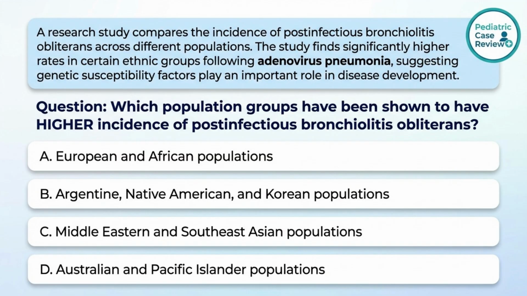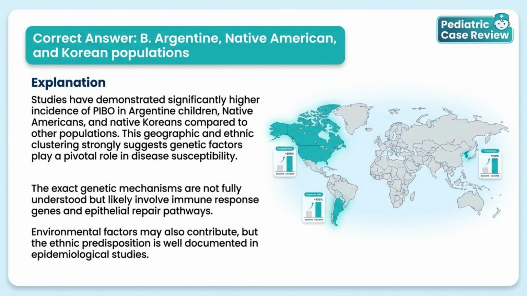Case number 2 examines epidemiology. A research study compares the incidence of post-infectious bronchiolitis obliterans across different populations following adenovirus pneumonia. Which population groups have been shown to have a higher incidence of this condition? Option 1, European and African populations. Option 2, Argentine, Native American, and Korean populations. Option 3, Middle Eastern and Southeast Asian populations. Option 4, Australian and Pacific Islander populations. The correct answer is option 2.